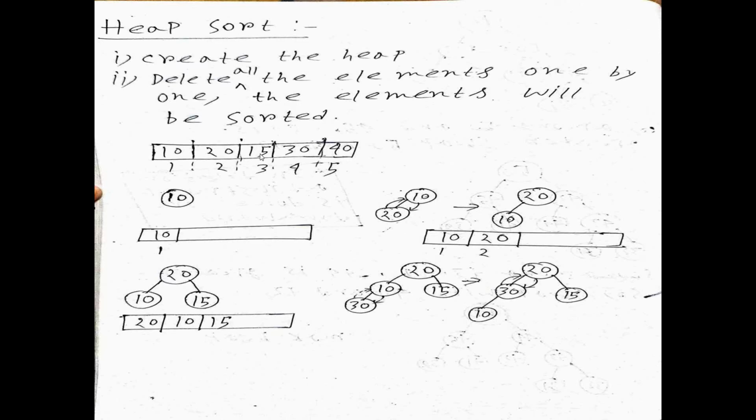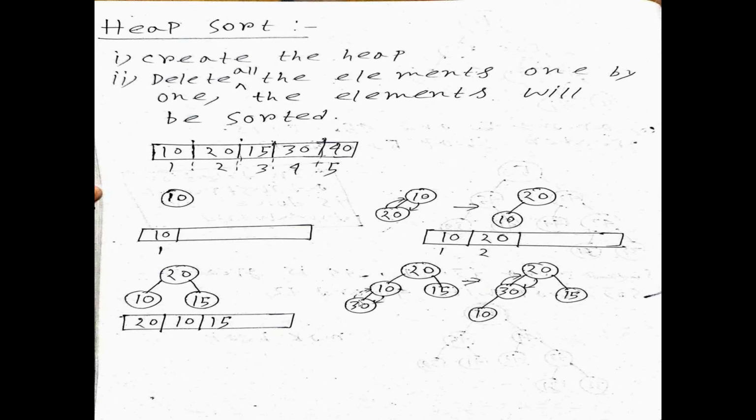Now again insert the next element, that is 30. This level is filled, so we go to the third level. So 30 is inserted as the left child of 10. Now again we check, is this a max heap? Compare 30 with its root. Here, what do we find? It violates the max heap property, because the root is smaller than the child. Now what do we do?